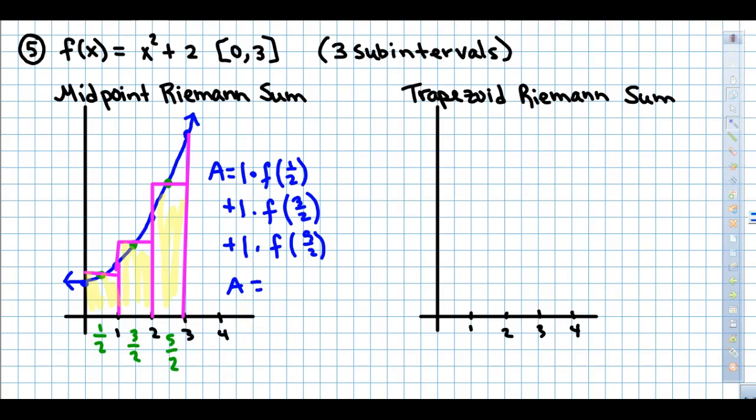Yes, I am actually double checking that. Okay, 2.25. And then I'm going to plug in 3 halves, which is 4.25. Then I'm going to plug in 5 halves, which is 8.25. My estimated area is 14.75.